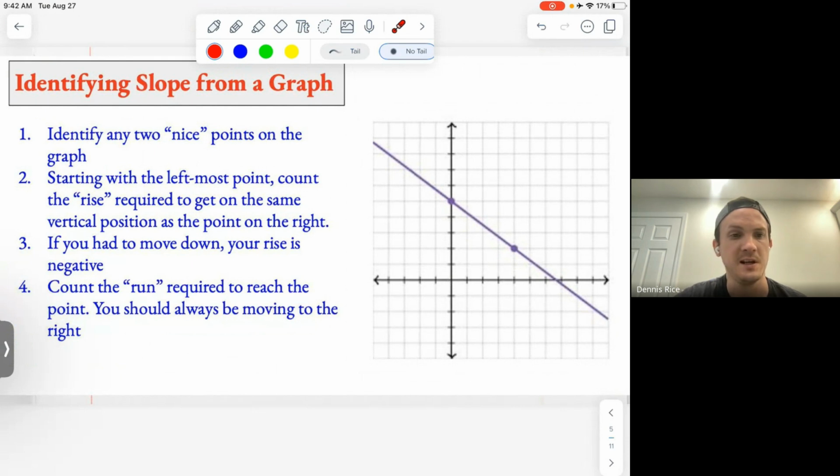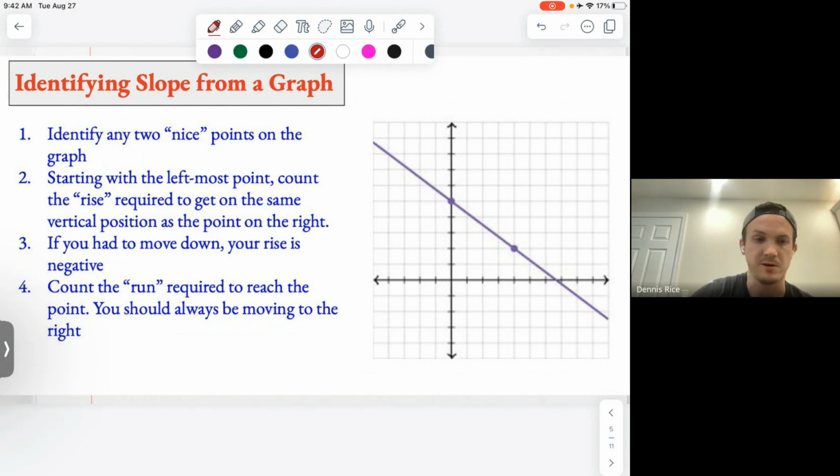Now the step says, start with the leftmost point. That's easy to remember because that's how we read. Some cultures do read right to left, but we read left to right, right? So we're going to start on our left and work our way to the right. We're going to count the rise. How much do I have to go up? How much do I have to go down? If you move down, your rise is negative. You're then going to count the run. How much do I have to go left to right to reach that point? If you're starting on the left, you should be going to the right.